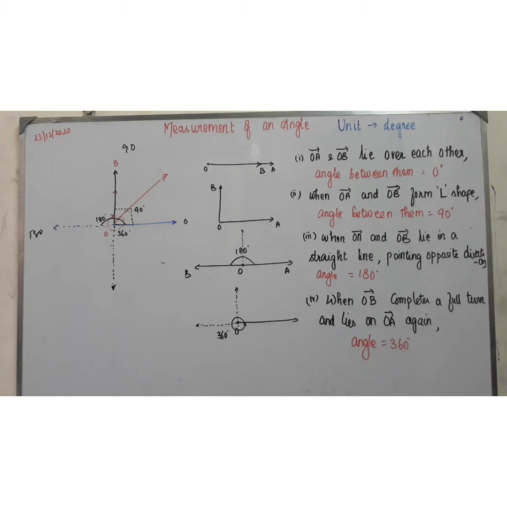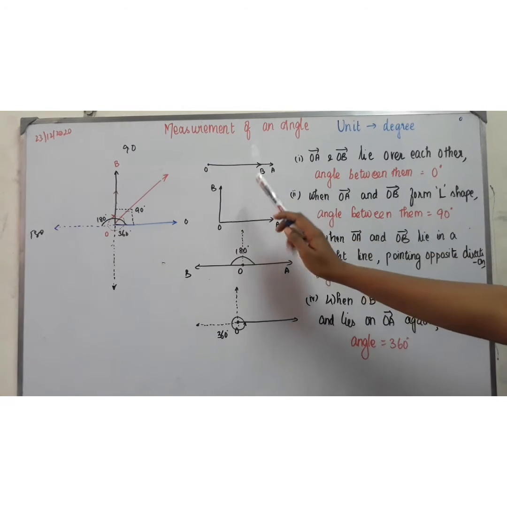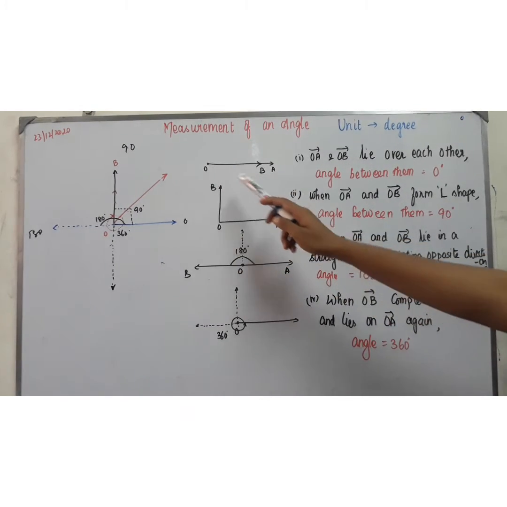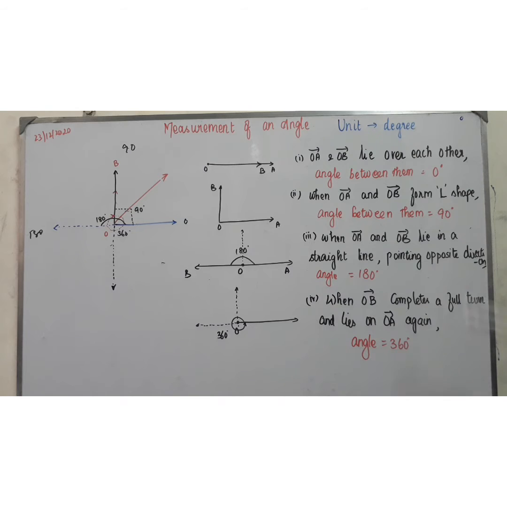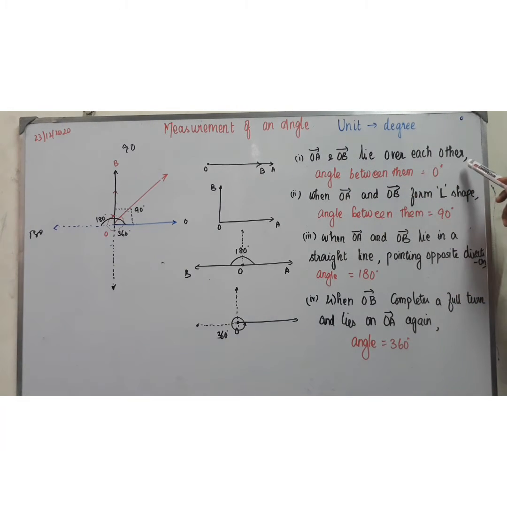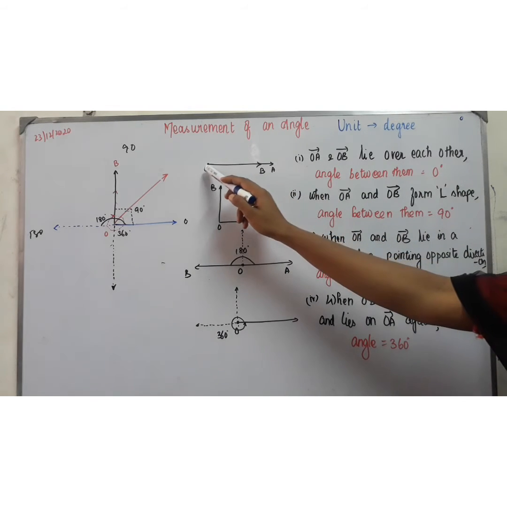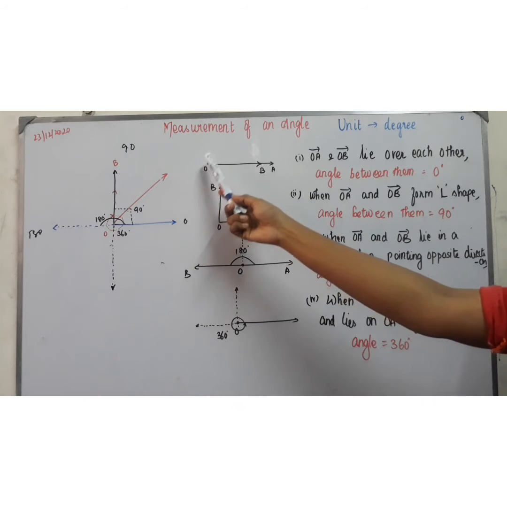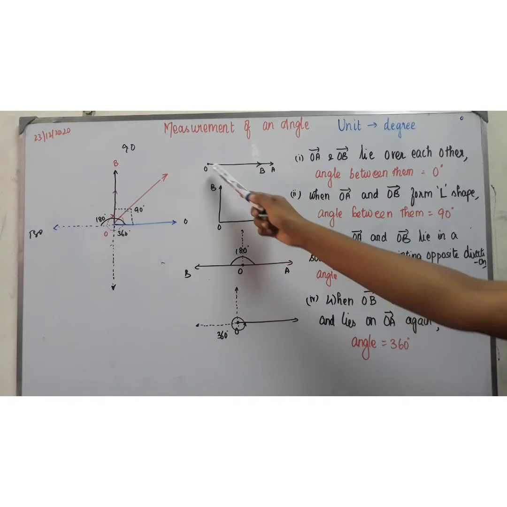Imagine two rays, OA and OB. OA is one ray and OB is one ray. Imagine two rays starting from the same point O. Okay, when the rays OA and OB lie over each other. Lie over each other means, see here, this is the ray OA, and OB also I have put lying over OA only, the same line.